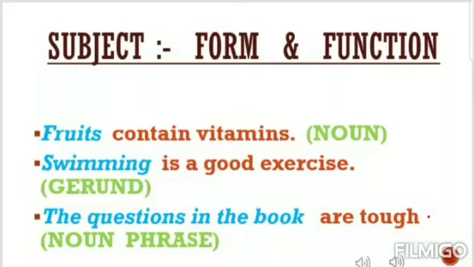Come to the second sentence, swimming is a good exercise. Here, the subject is swimming, but it is a gerund. What is a gerund? A gerund is a verb form that ends in ing and functions as a noun in the sentence. So here swimming is a gerund and is the subject in the sentence. Come to the third sentence. The questions in the book are tough. Here the subject is questions in the book, but it is a noun phrase. What is a noun phrase? A word or a group of words containing the noun and functioning as a subject in the sentence.